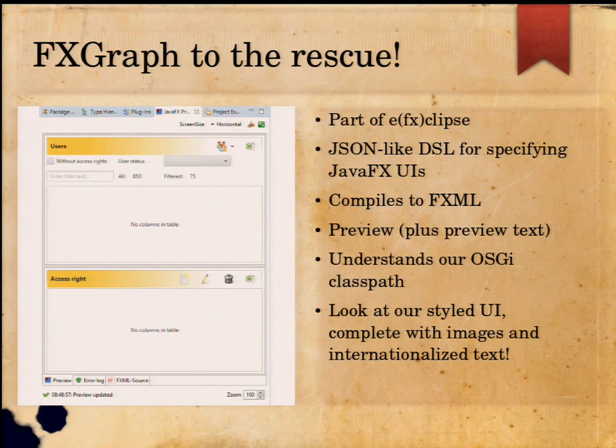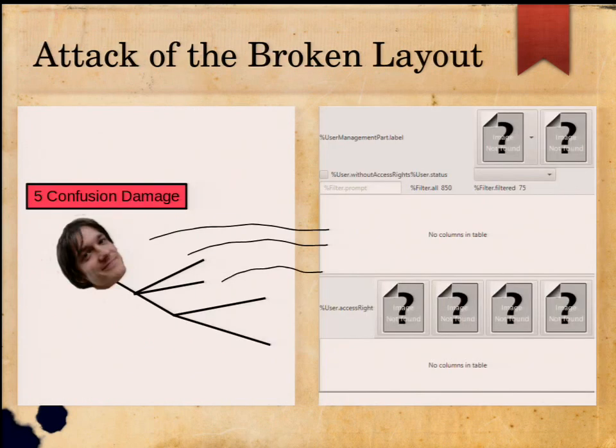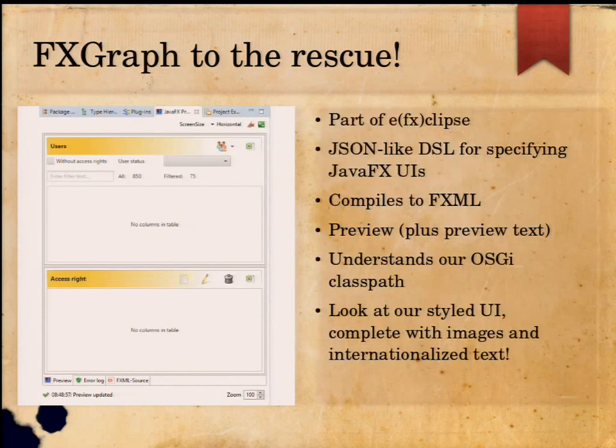Then we found FX Graph, which is a part of FX Eclipse. It's a DSL for JavaFX UIs. It has a JSON-like syntax, and it compiles to FXML. I don't know if compile is actually the right word, but I'll use it here. But the huge difference, this UI here is the same as this one. It doesn't look like it, but it's the same thing. The styles, the images, and the internationalized strings all get found because FX Graph is aware of the OSGI class path. So that was a tremendous resource for us.